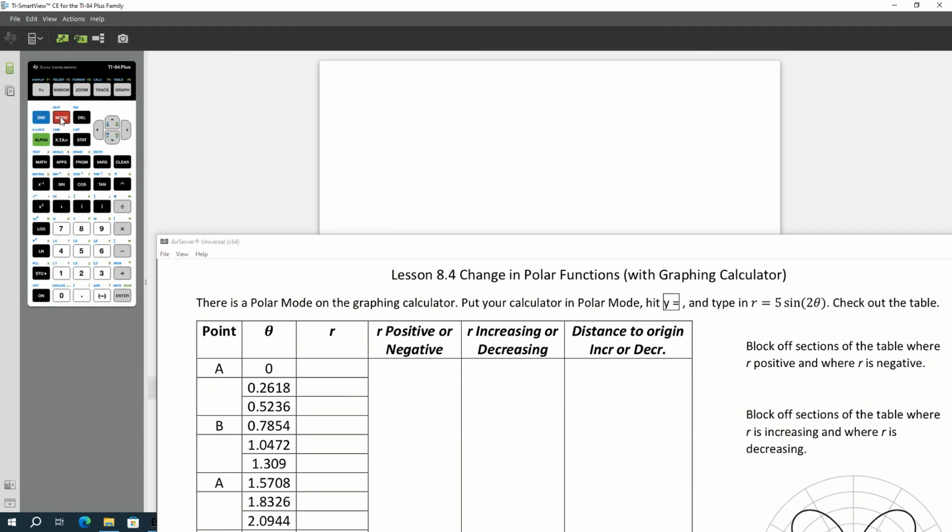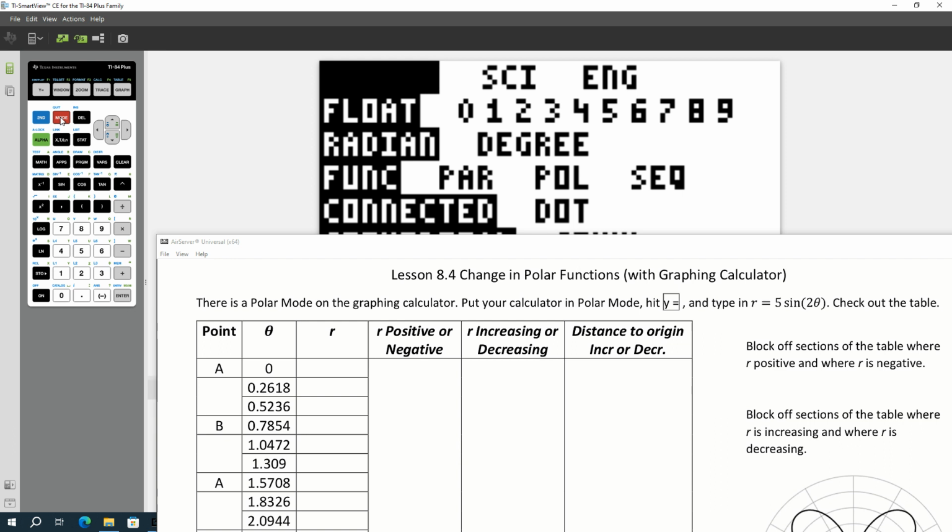So go ahead and hit mode. If you have one of the yellow calculators, this may already be changed, but it may not. We'll see. All right, so this is what pops up. If you have a more updated calculator, it looks somewhat different. But up until today, everything you've ever graphed has been in function mode. We're going to go down to function mode, and we're going to change to polar. So hit enter on it.